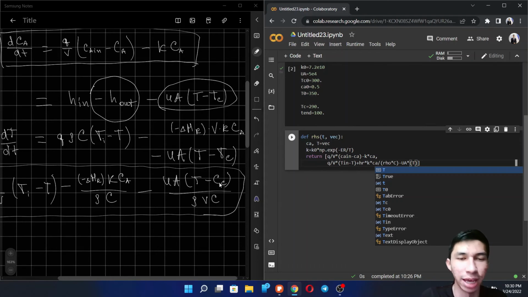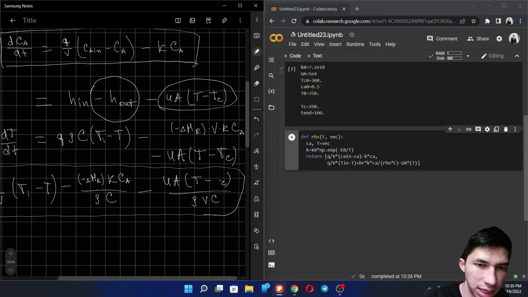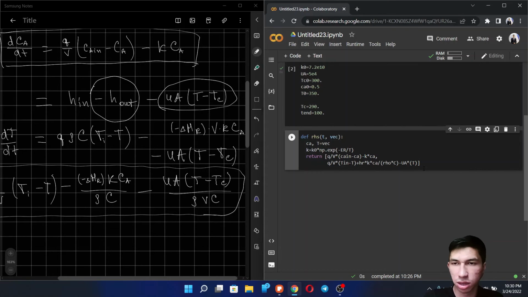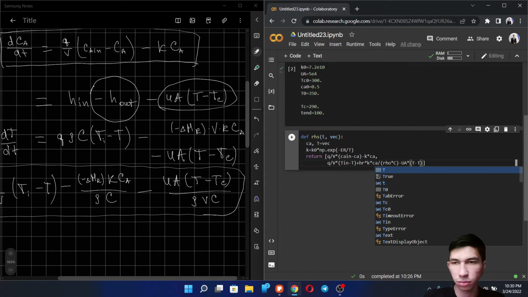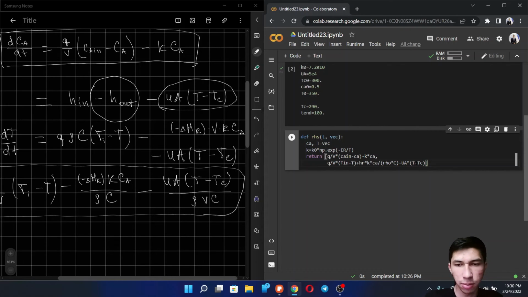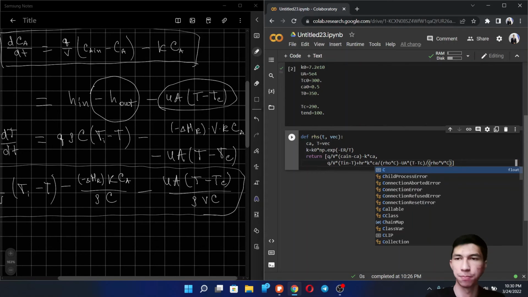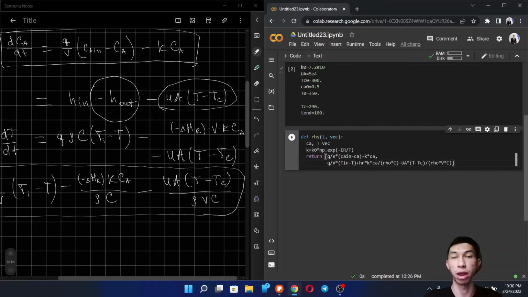It should be T cooling. Yeah, so I'm going to correct it now. We should have it as T minus T cold, Tc, and that's going to be divided by rho times volume times heat capacity. So now we have our right-hand side function.